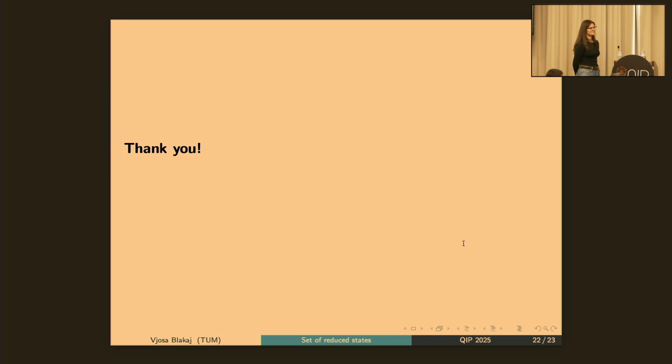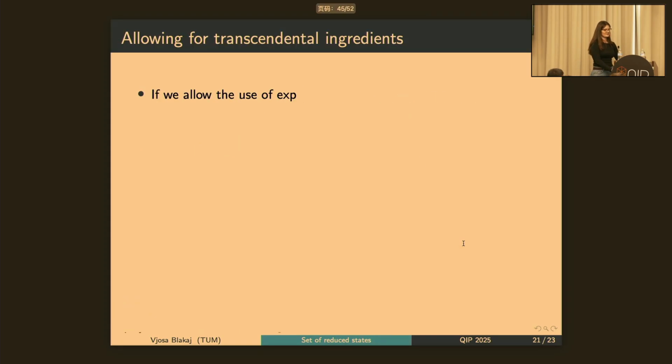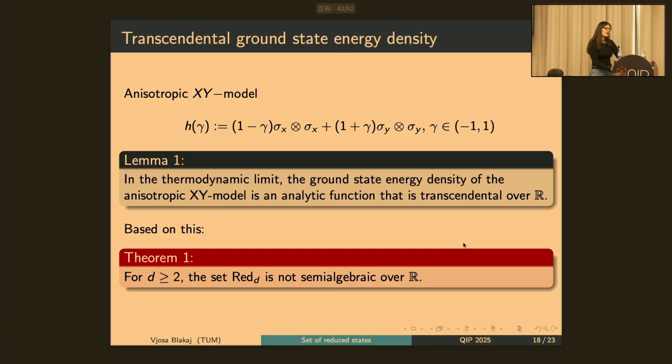Why is the ground state energy in this XY model transcendental? It's a bit surprising, no? People have studied exactly what the ground state energy density looks like, and it is something called a complete elliptic integral of the second kind. There is some characterization of these functions, and it's known to be transcendental. People just didn't put the facts together to show that it's actually transcendental.